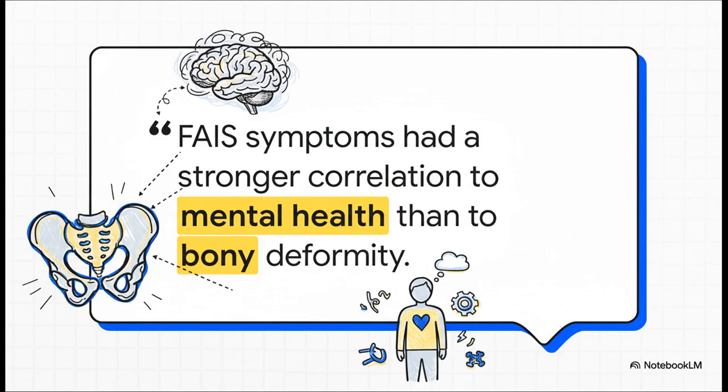We can get so hyper-focused on the shape of the bones and the labral tear that we see on an MRI report. But this research found that a patient's symptoms, their actual pain and what they can't do, had a stronger link to their mental health scores than to how bad the structural damage actually was. This is a huge reminder that we have to treat the whole person, not just the hip. We cannot afford to ignore the psychosocial factors that are at play.